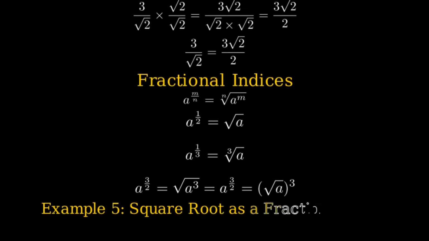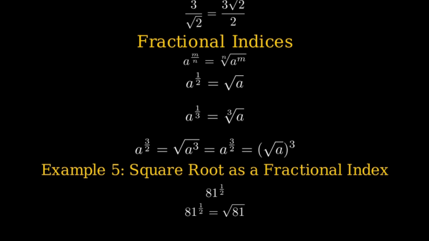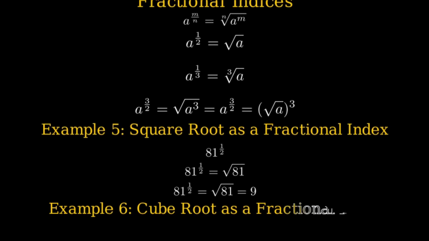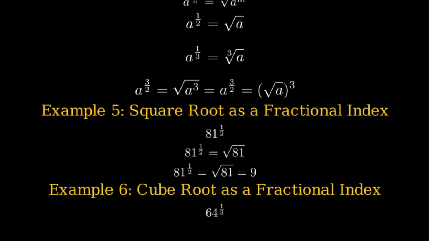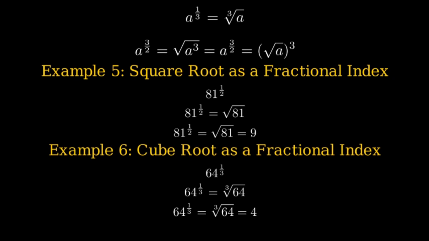In example 5, we'll evaluate 81 to the power of 1/2. When we have a number to the power of 1/2, it's the same as taking the square root. So 81 to the power of 1/2 equals the square root of 81. The square root of 81 is 9. In example 6, we'll evaluate 64 to the power of 1/3. When a number is raised to the power of 1/3, it's the same as taking the cube root. So 64 to the power of 1/3 equals the cube root of 64. The cube root of 64 is 4, because 4 cubed equals 64.